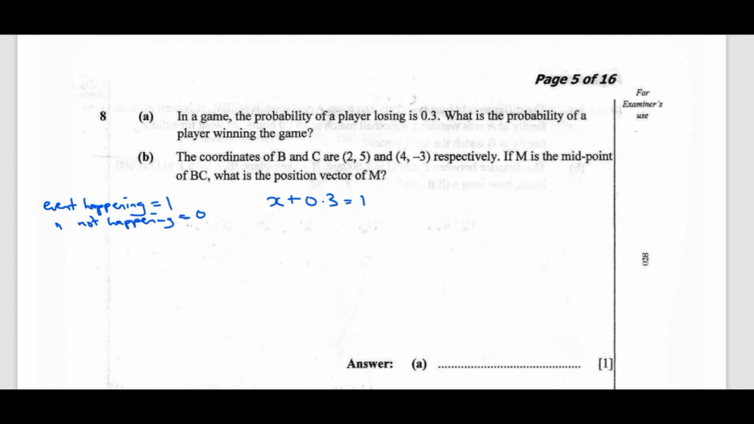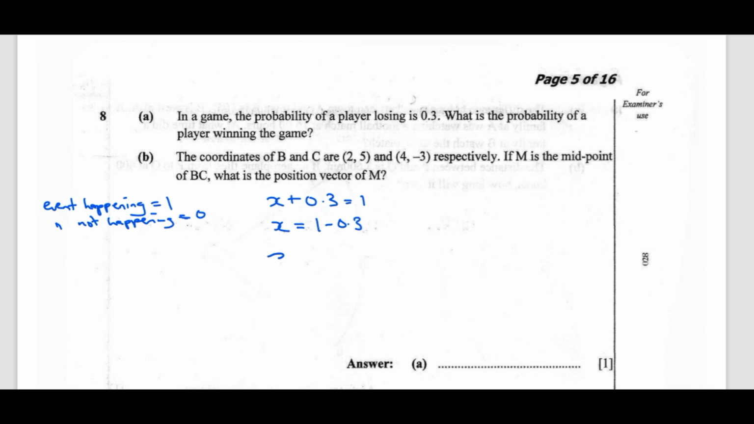So meaning that when we reach this stage, x is equal to 1 minus 0.3, because this 0.3 will cross the equal sign and become negative.